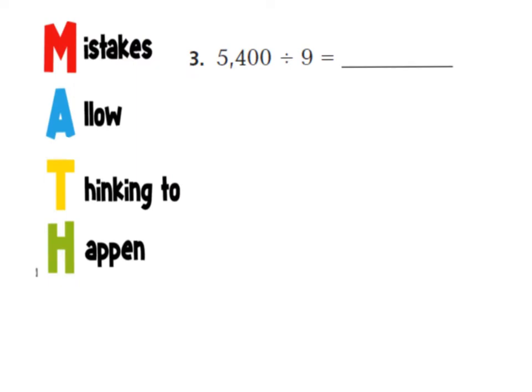All right, let's look at number 3. Number 3 says 5,400 divided by 9. So first thing I'm going to do is underline my basic facts, take out those zeros. I've got my 54 divided by 9. Well, 54 divided by 9, I know, is 6. Then I'm going to add in those 2 extra zeros. So my answer would be 600.